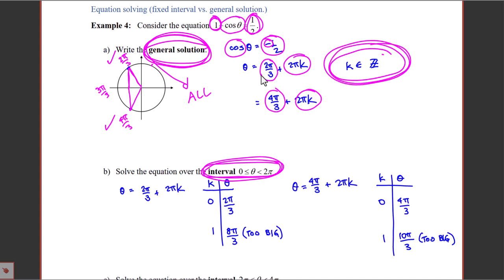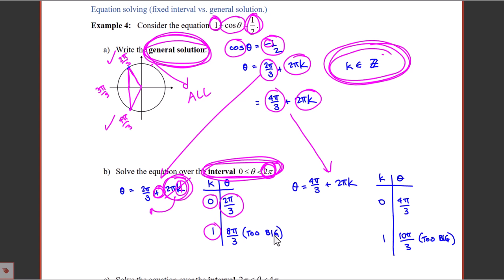So watch. Here's the first answer. Here's the second answer. Now k is an integer. Positive and negative whole numbers. So whole number, I start with 0, I plug in 0, wipes this out, and I get 2 pi over 3. If I plug in 1, this is 2 pi plus something. Did you hear that? 2 pi plus something. Well, if my biggest answer is just 2 pi, if I add something to it, it's too big.